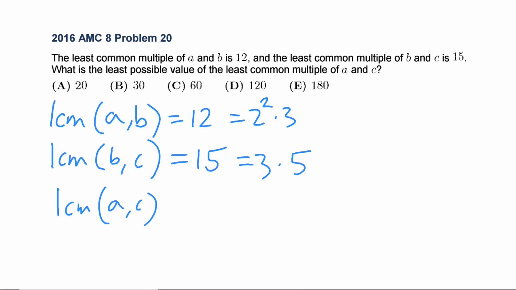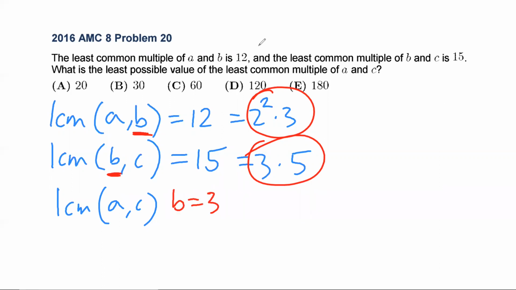Okay, so you'll notice here that both of these have a B in common, which means that B must be a factor of both 12 and 15. So if you look at the prime factorizations, what number is a factor of both? Well, you obviously have 3. So if you let B be equal to 3, then you can get that A is equal to 4 and C is equal to 5, which means the LCM of 4 and 5 is 20.